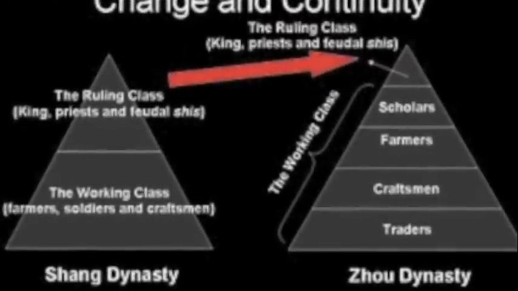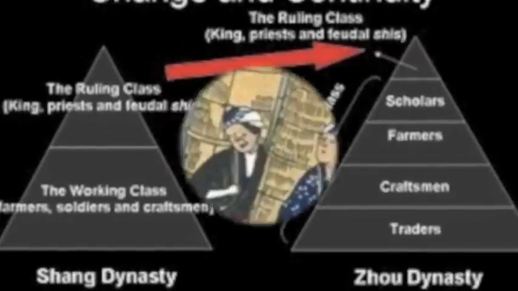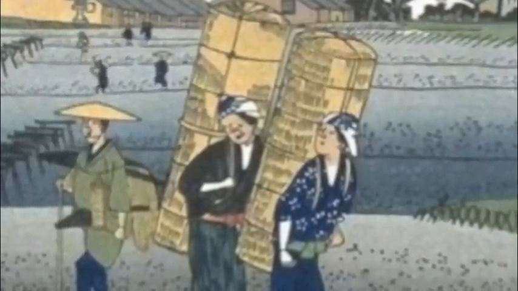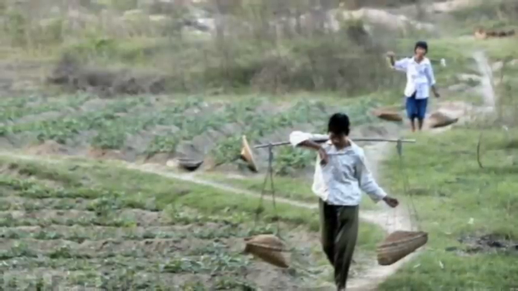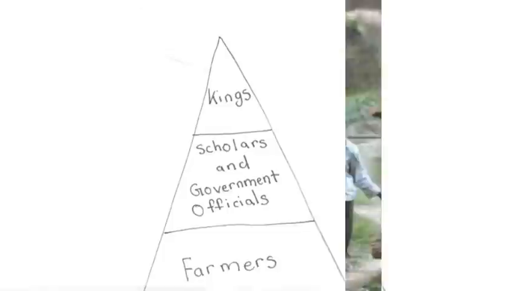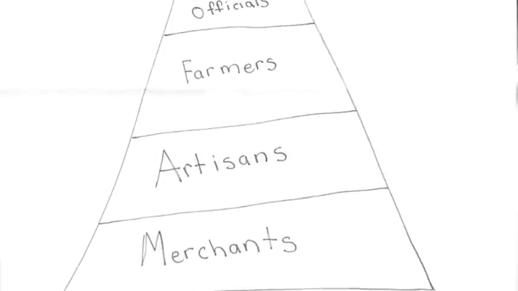There are 4 classes in Chinese society, which are all treated very differently. The first class consists of scholars and government officials, who are treated with the most respect. The second class are the farmers, because they produce food for people who don't have farms to produce their own food. The third class is made up of the artisans, because they create the jewelry and art. The fourth and final class includes the merchants, the people who sell things to other people.